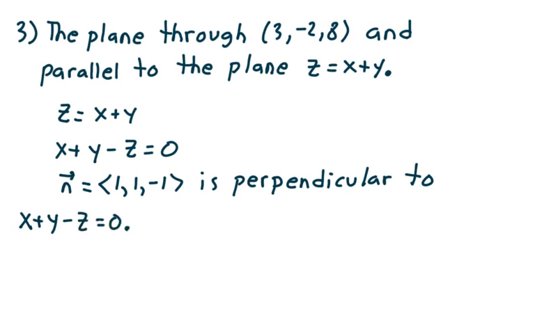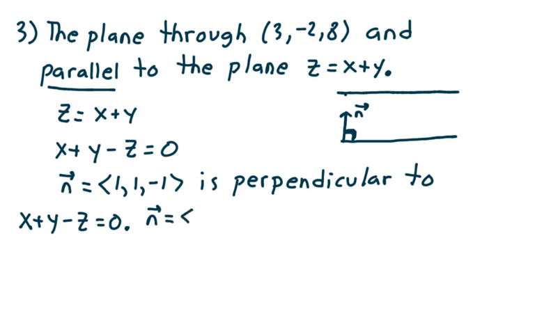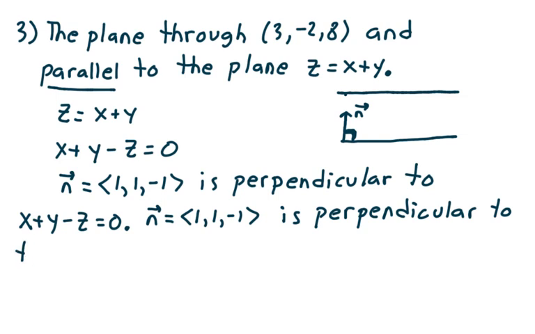So if this vector is perpendicular to x plus y minus z equals 0, and we want a plane that runs parallel, notice if we draw a picture, pretend like I'm drawing a plane, and then here's a second plane, right? And n is a vector that's perpendicular to the known plane, right? Which means it has to be perpendicular to the plane that I want. And that's exactly what I'm going to say. So n, which is equal to (1, 1, -1), is perpendicular to the plane I want.